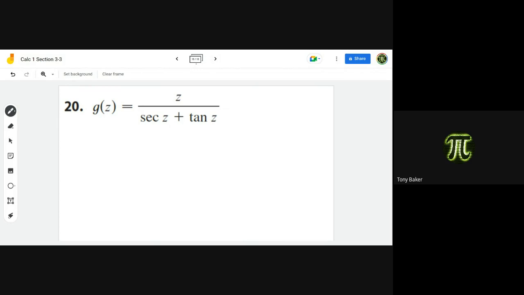Right? The derivative of x is 1. Yes, the derivative of your numerator is not 0. It is 1.